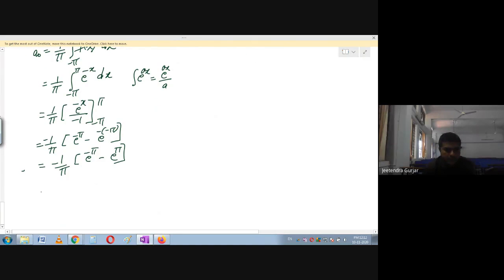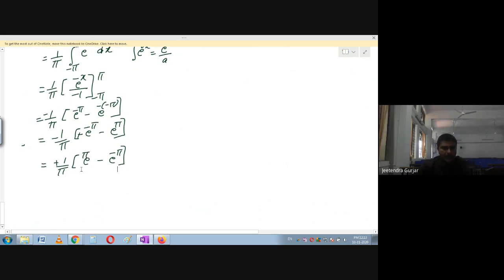Also, if you remember the value, I will just interchange this. I will take the minus outside from this equation. In the bracket, minus and minus will become plus 1 upon pi, e raised to pi minus e raised to minus pi. For simplification, I have just taken the minus outside from this bracket.